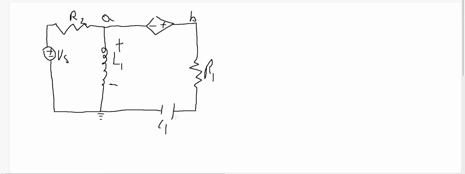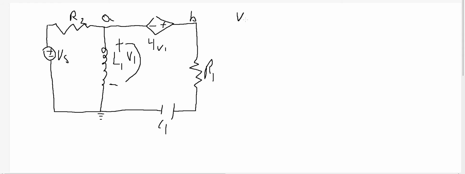So the first thing that I'll do here is I'm going to process the A node. We can see that we have R2, L1, and this dependent source right here, which should be a 4 V1, and V1 is that guy. So what we can do here is we can start writing a current equation.